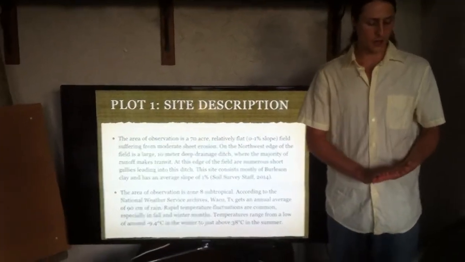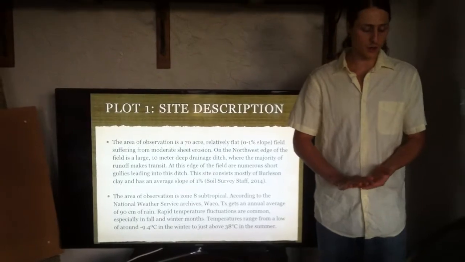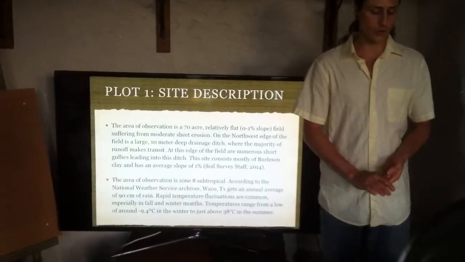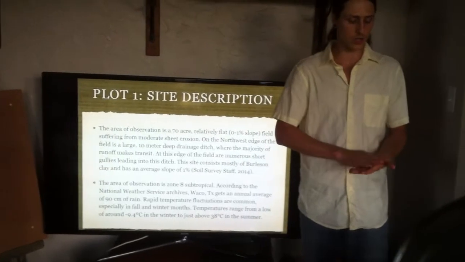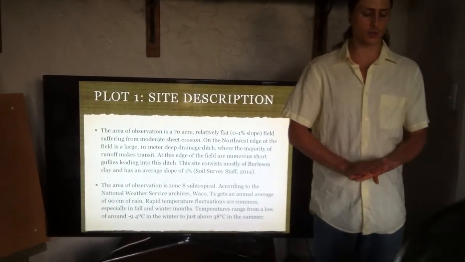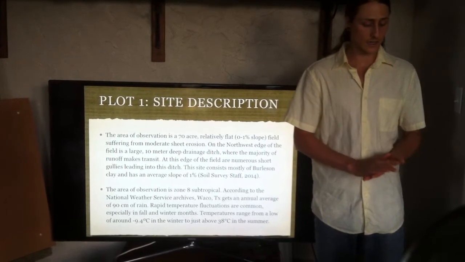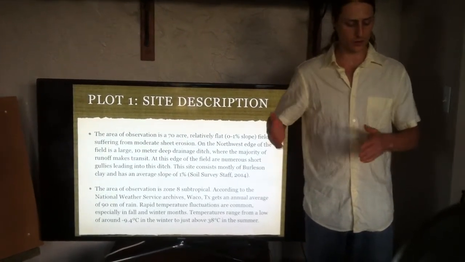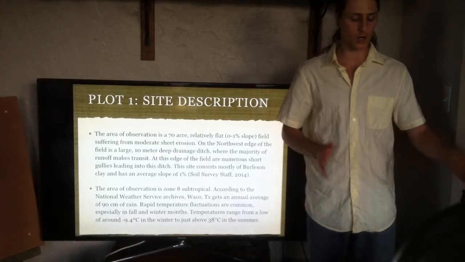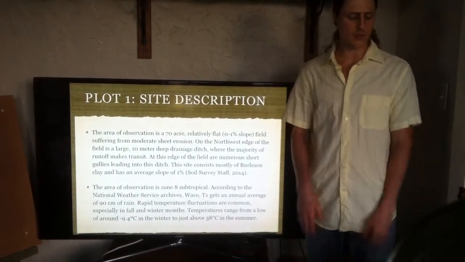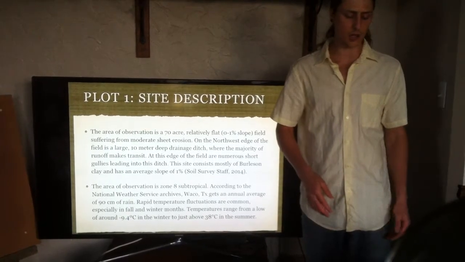So let's look at plot 1, site description. This area is a 70-acre, relatively flat field suffering from moderate sheet erosion. On the northwest edge of the field is a large 10-meter deep drainage ditch where the majority of runoff makes transit. At this edge of the field are numerous short gullies leading into this large drainage ditch. The site consists mostly of burleson clay and has an average slope of 1%.